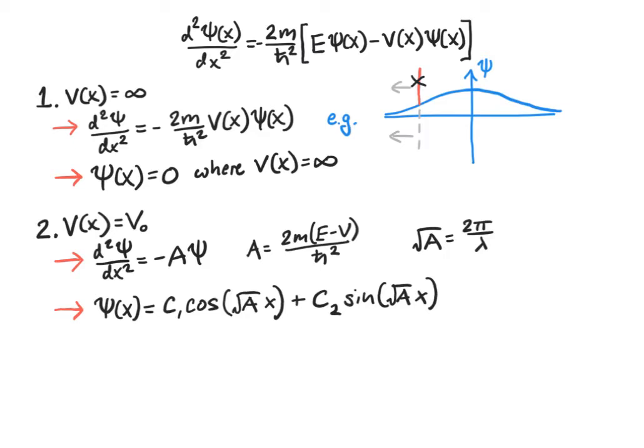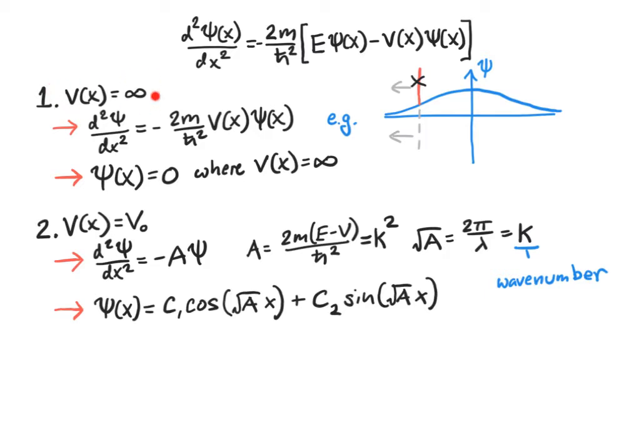This quantity shows up so often, not just here, but in any study of waves in general, and so the quantity 2 pi over lambda, or in this case the square root of a, is often written as k, which is referred to as the wave number. Either of these two examples alone is boring.